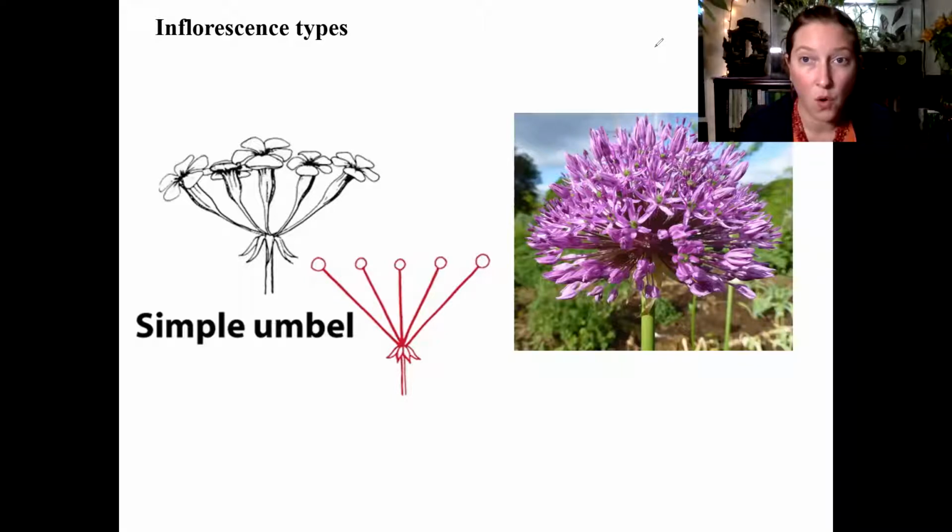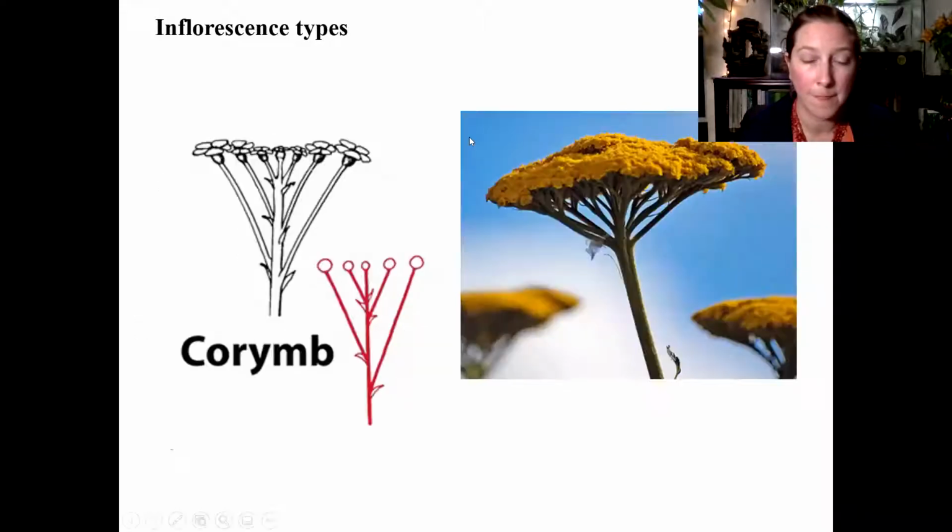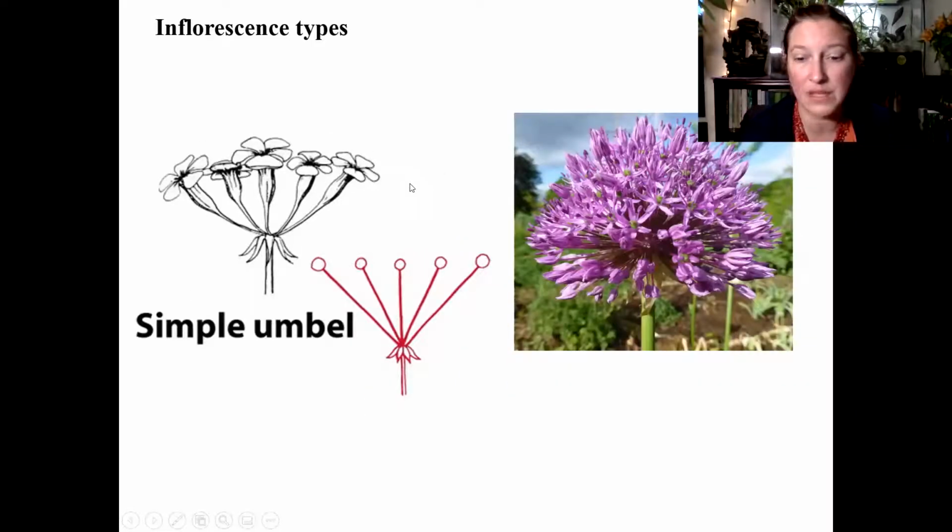On the corymb, all the stalks are different lengths and they come out at different places on the stalk, right? So not exactly the same, but same idea. Kind of creates like a landing pad. Sometimes an umbel can be almost like a round shape if there's that many flowers on it.